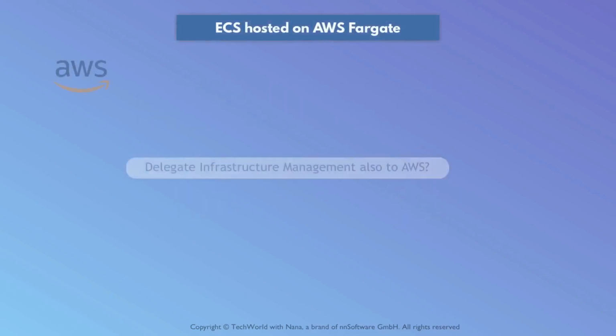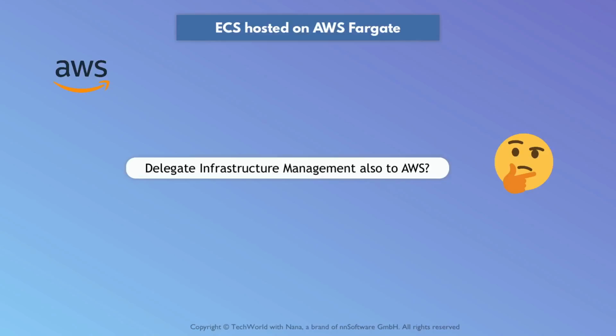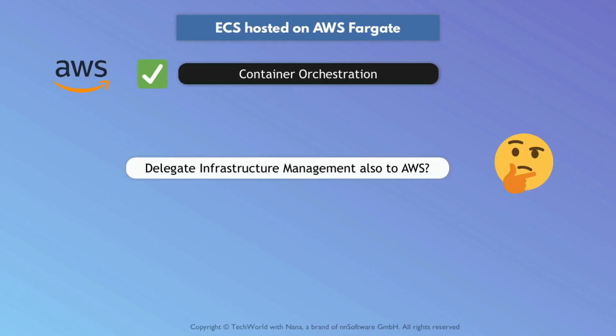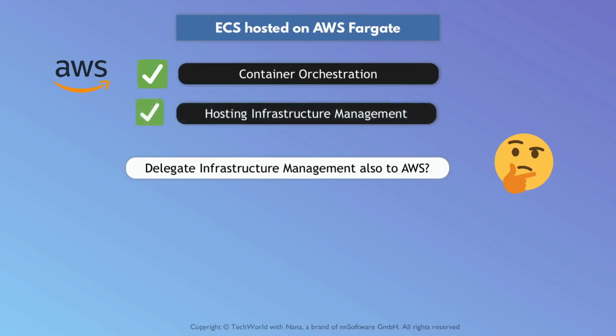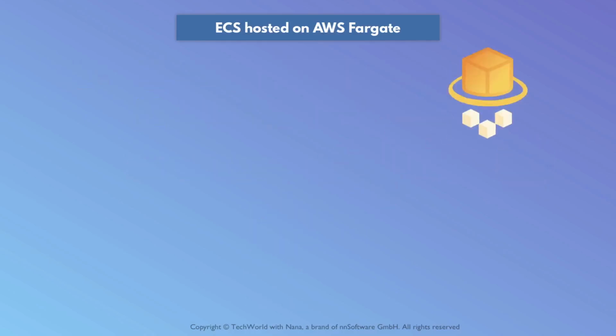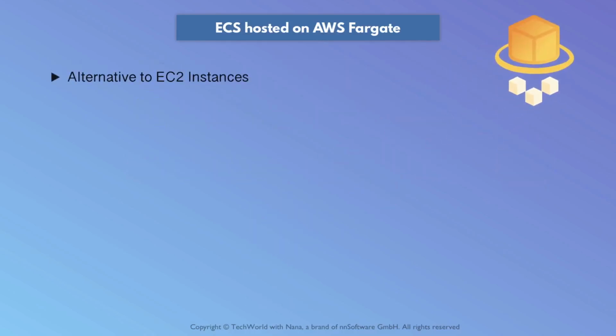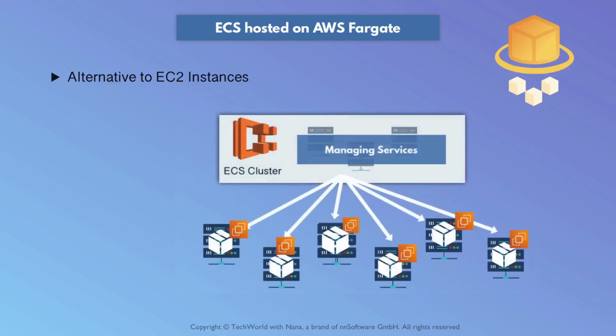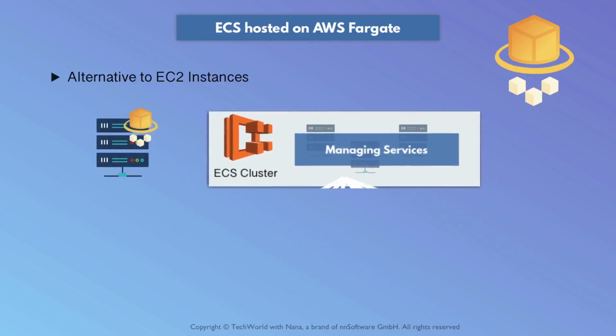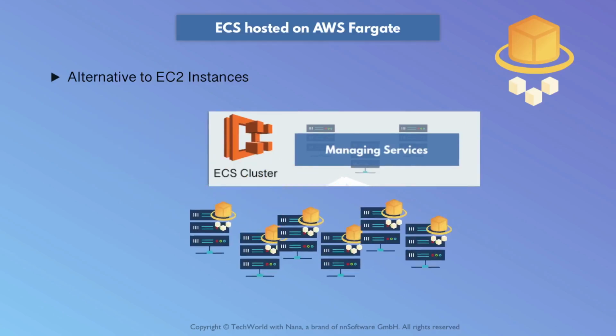Now, what if you wanted to delegate management of the infrastructure also to AWS? So you want the container lifecycle to be managed by AWS, and you want the hosting infrastructure to also be managed by AWS. Now there is an option for that, and it is called AWS Fargate. So Fargate is basically an alternative to EC2 instances. So instead of creating and provisioning EC2 instances and connecting them to the ECS cluster, you create a Fargate instance and connect that to the ECS cluster.